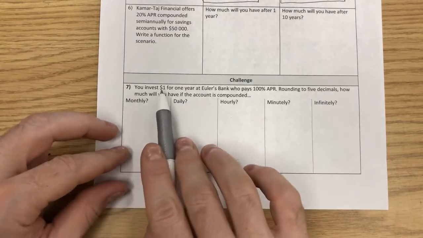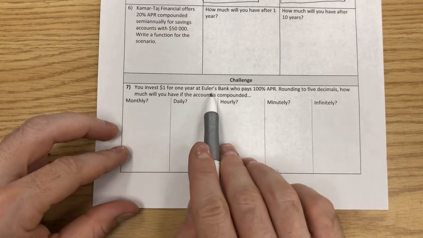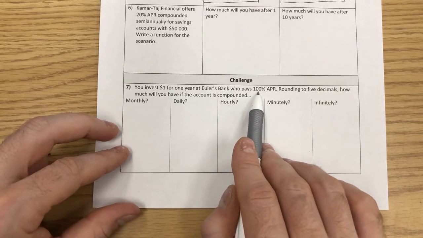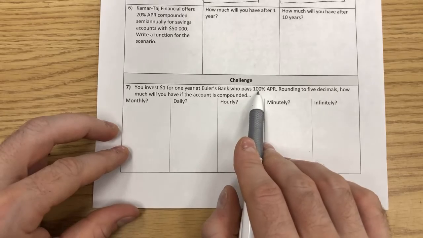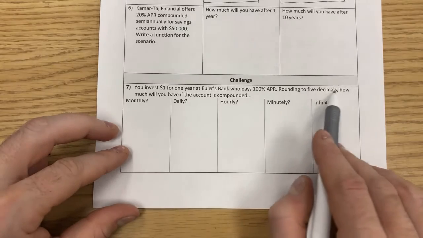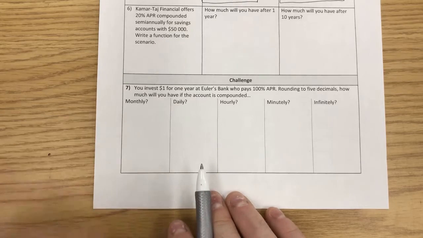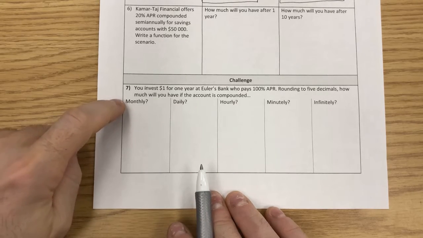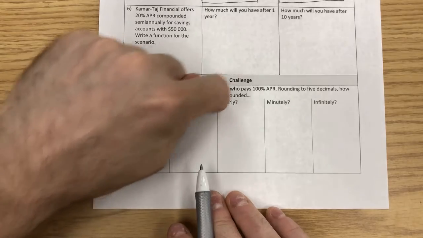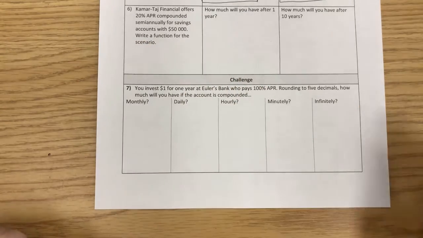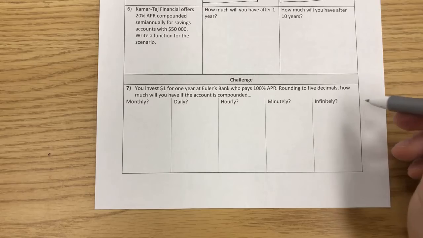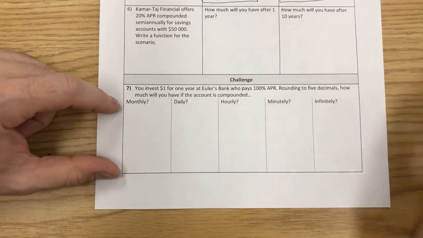So let's take a theoretical $1 bill and invest it in Euler's Bank, who pays 100%. So they're going to double your money every year. So rounding to 5 decimals, how much will you have if the account is compounded monthly, daily, hourly, minutely, and infinitely? So this is an interesting idea. So let's go ahead and set this up.